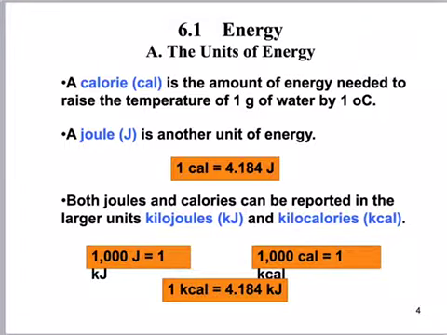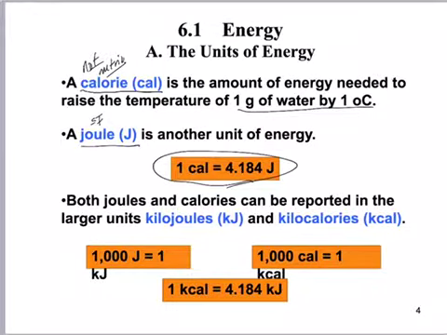Now, how do we measure energy? Well, we've got two different units that we're going to talk about. The calorie, which is the amount of energy needed to raise the temperature of 1 gram of water 1 degree C. Okay? And this is not the metric, or what we call the SI system. That is not the unit that you would use, okay? The joule, this is what we would call the SI or the metric system, okay? Now, 1 calorie is equal to 4.184 joules.